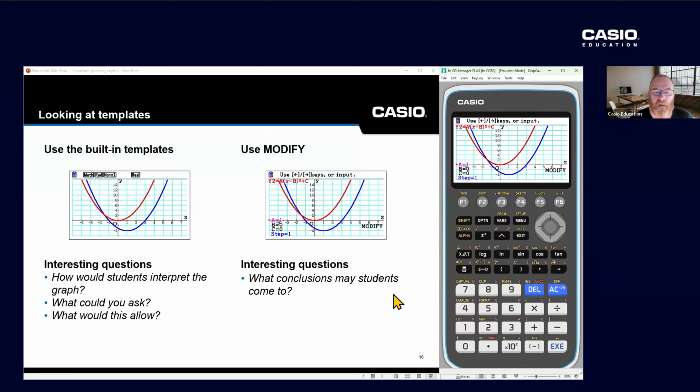The conclusions that students may come to is, what does A do? So the coefficient of your square parentheses, or B, which is the value inside the parentheses, and the C at the end. If they have a go at changing all of these values, they should be able to come up with something along the lines of, oh, A is a vertical stretch, B is a translation horizontally, C is a vertical. Okay, so doing their own investigations will allow them to come up with some conclusions. They may be incorrect, they may need a little bit of scaffolding, shall we say, but at least it allows them to see visually right in front of them what can be done.